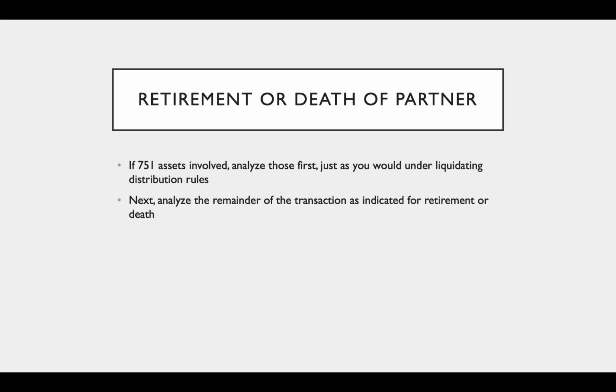If Section 751 assets are involved in the retirement or death of a partner, we analyze those first, and you treat them for tax purposes just like you would under liquidating distribution rules. After you deal with the Section 751 assets, you analyze the remainder of the transaction as indicated for retirement or death, so like we've been talking about in the last few slides.